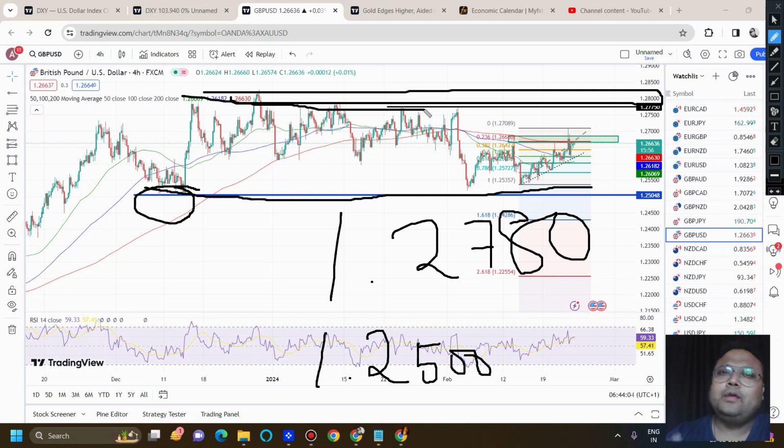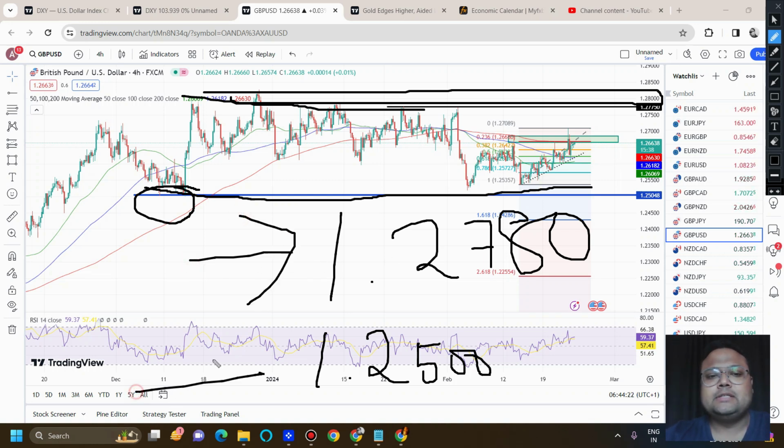Most of the time we lose money in a sideways market because we lose patience. We enter in the middle of the chart, our risk management gets messed up and we lose money. But if you don't want to lose money, then you can wait for buy at support, sell at resistance. This is the resistance, this is the buy. Okay, it is the support.